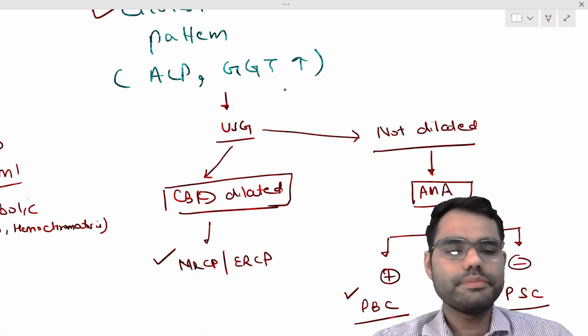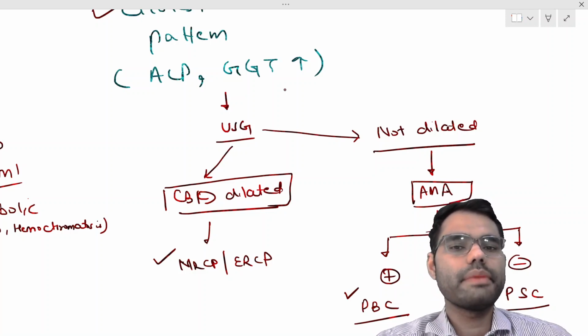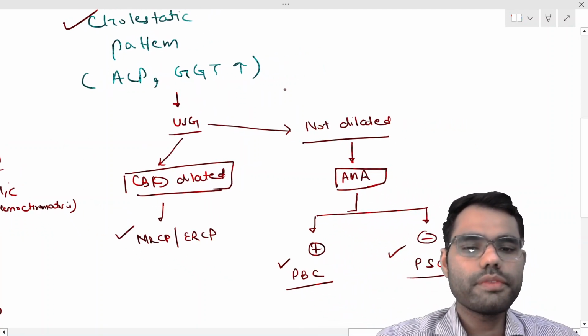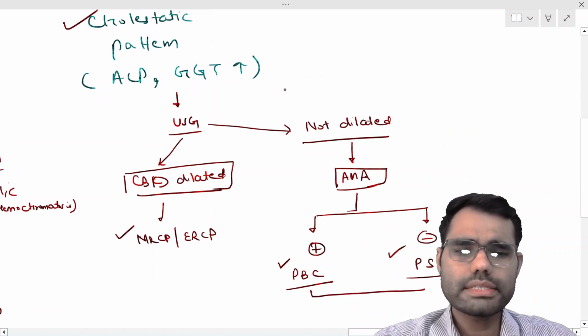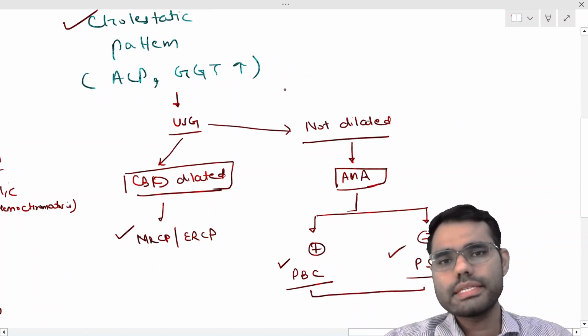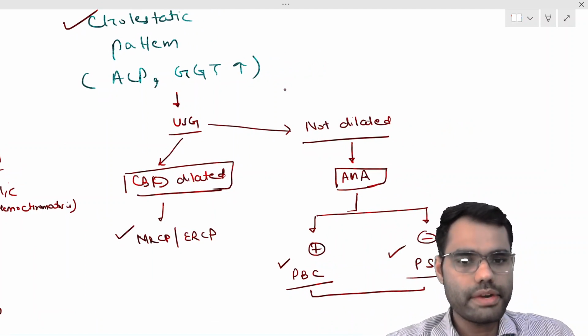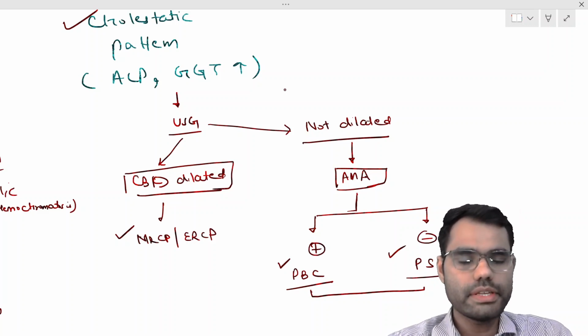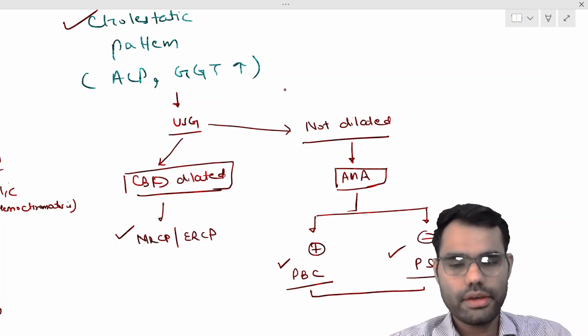And if it is negative, then it goes in favor of primary sclerosing cholangitis. So one important point to remember here is both of these conditions, we discussed in the last video that fatigue is the most common symptom of chronic liver disease. In both these conditions, fatigue is out of proportion to the severity of disease. Patient would present with extreme fatigue.